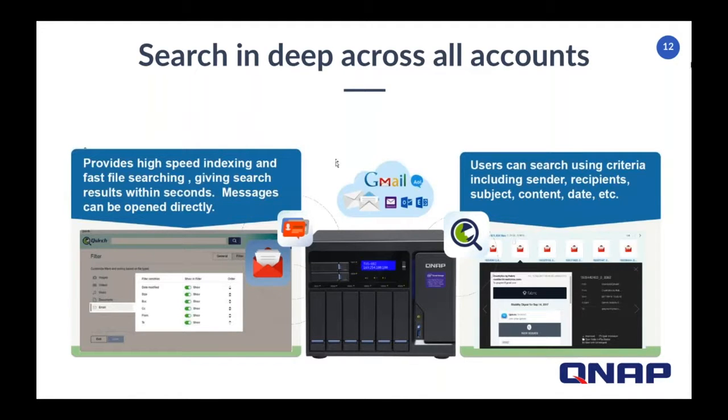You can search using criteria such as sender, recipient, subject, content, date, and so on. Not only can you search the content of emails across multiple email accounts, but you can also search the content of attachments across multiple accounts. So finding your old emails in your QMailAgent backups will be as easy as possible.